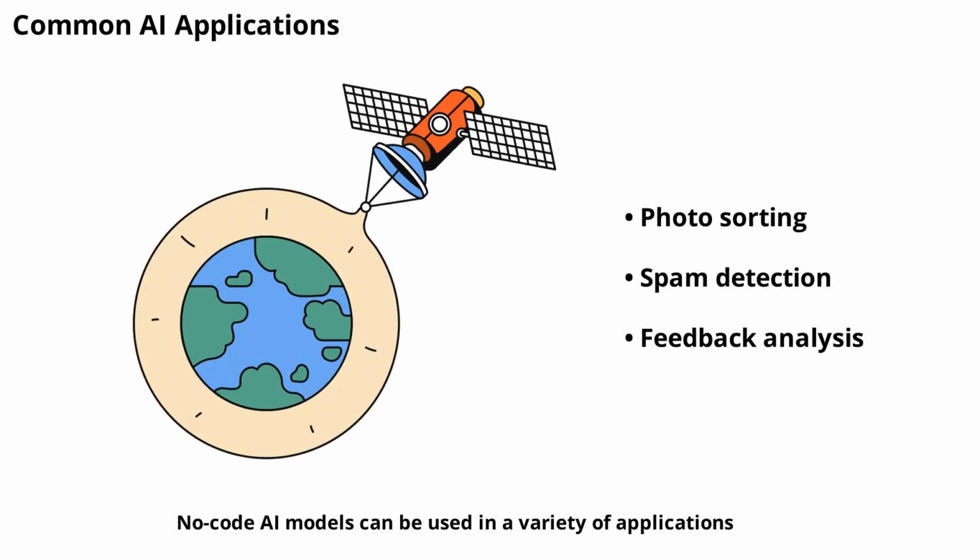No-code AI models can be used in a variety of applications. Some common examples include sorting photos, detecting spam emails, analyzing customer feedback, and even recognizing gestures in videos. The possibilities are endless, and as you gain experience, you'll find new ways to apply AI to your own projects. Start simple and let your creativity guide you as you explore the world of AI.